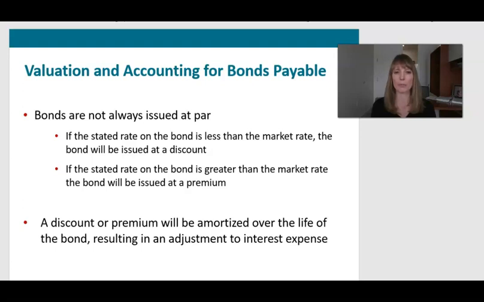If the stated rate on the bond is greater than the market rate, then the bond will be issued at a premium. Remember from last video, the discount or premium will be amortized over the life of the bond, which results in adjustment to interest expense. Two methods are allowed by GAAP, as long as they're not materially different from one another: the straight line method of amortization and the effective interest rate method of amortization. As I mentioned before, this video covers the effective interest rate method of amortization.